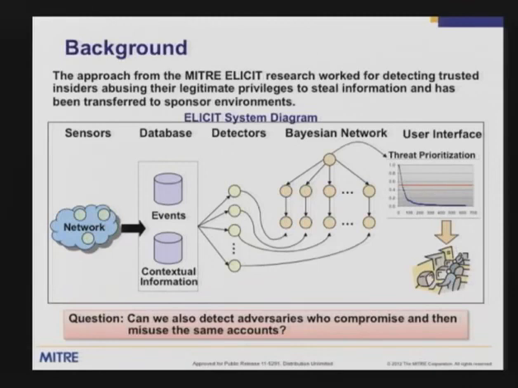This is the system diagram from that earlier work. It was published, I think, in 2008, by a gentleman named Greg Stevens at the MITRE Corporation. The idea was to solve a triage problem using a Bayesian network to prioritize who is the most potentially malicious user inside your network. We wanted to extend that, so I'll talk about some lessons learned when we extended that work.